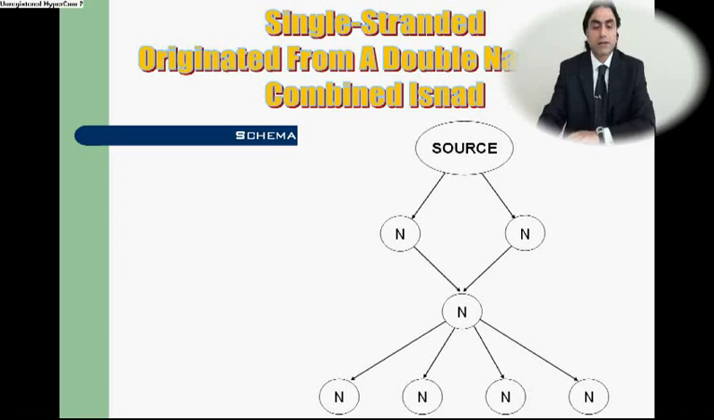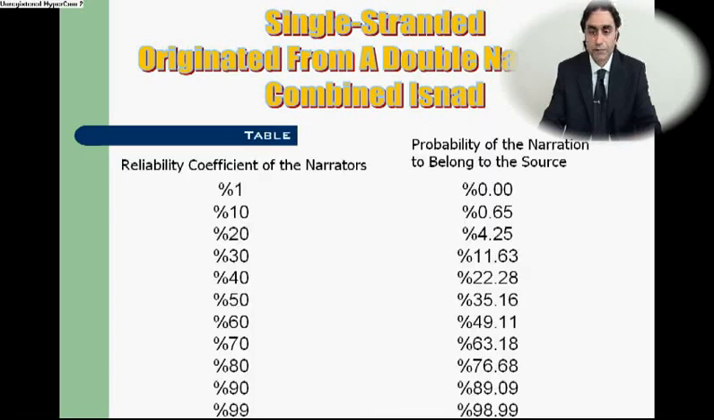Now, single-stranded originated from a double narration combined isnad. There is a double narration at the first step and then a single narration. In the table presented, the results are calculated progressively in stages with regard to the probable status of narrators, ranging from the weakest reliability coefficient to the strongest.